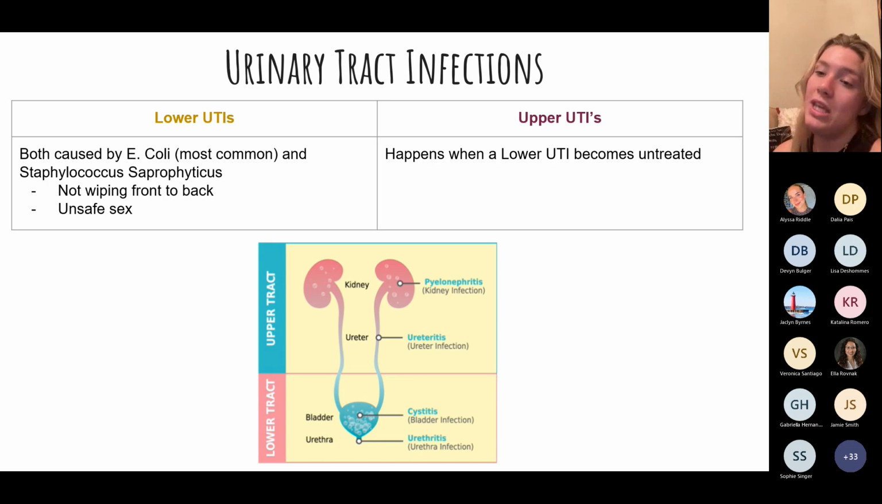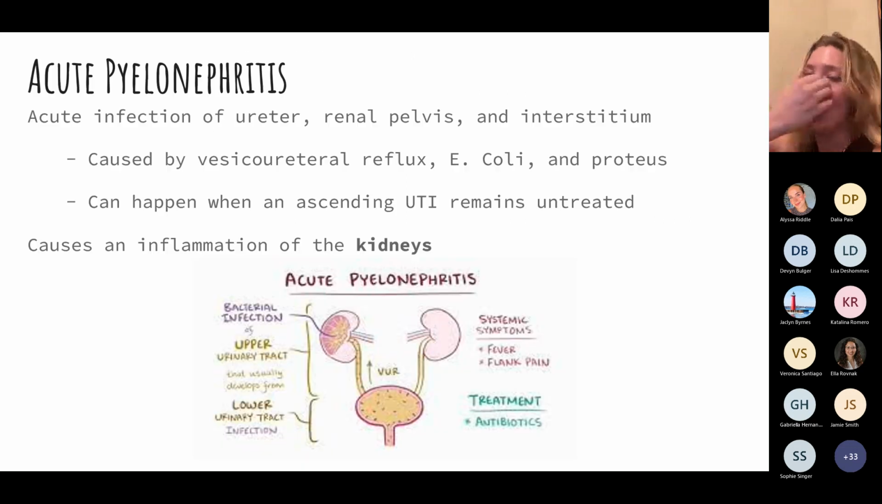Very common, usually E. coli, because E. coli is found in the stool, etc. Our upper UTIs are a little bit more of an issue because the closer you get to the kidney, the more at risk you are for kidney injury and kidney damage. If you have an upper UTI, usually it's because your lower UTI was untreated and it progressed upwards. It's headed north.